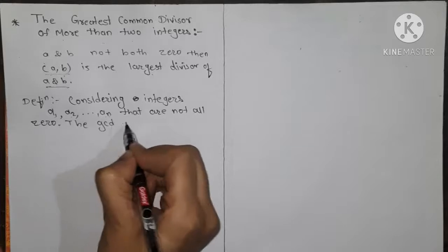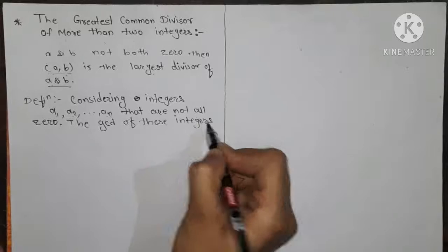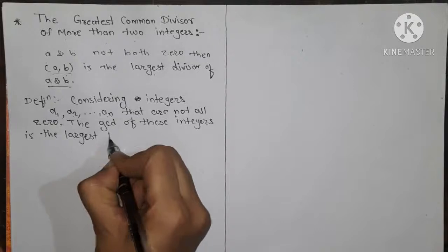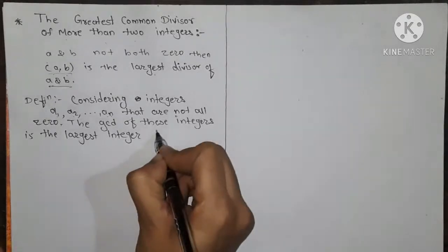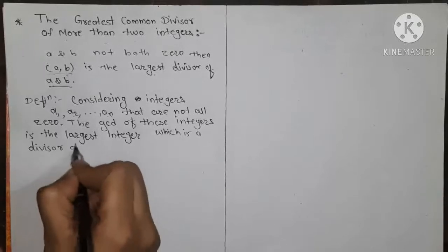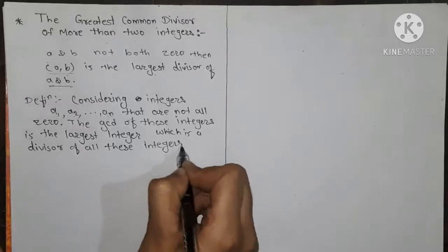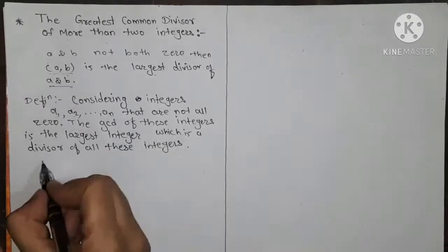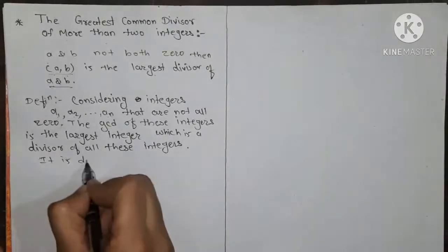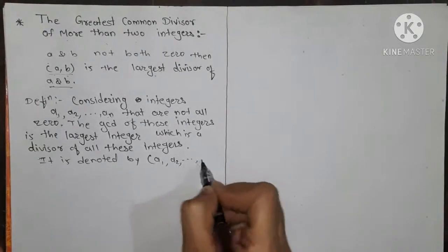The GCD of these integers is the largest integer which is a divisor of all these integers, and we denote it by GCD in brackets a1, a2 and so on an.